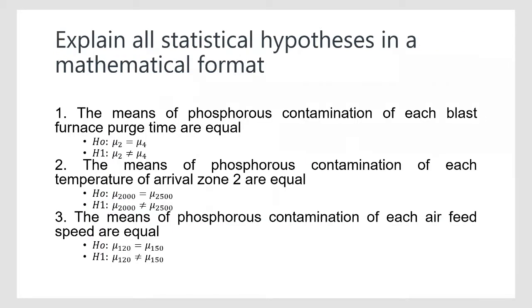Our statistical hypotheses are, first, that the means of phosphorus contamination of each blast furnace purge time are equal. And here we have the mathematical format with H0 and H1. Second, that the means of phosphorus contamination of each temperature of arrival to zone 2 are equal. Here we have H0 and H1. And third, that the means of phosphorus contamination of each air feed speed are equal.